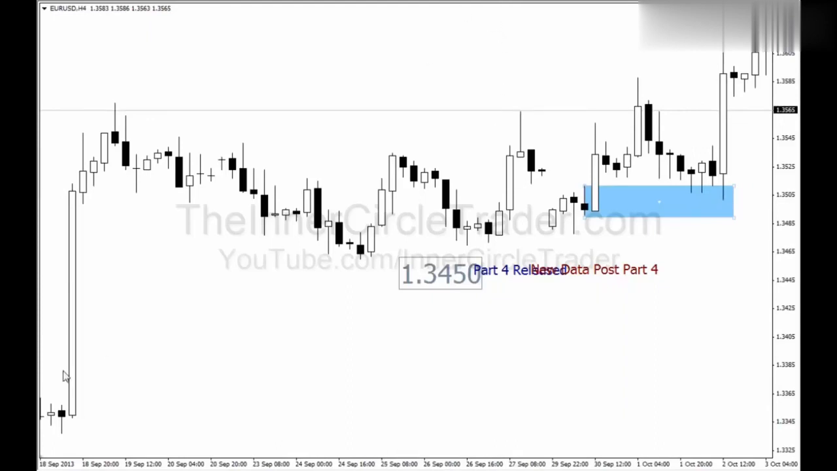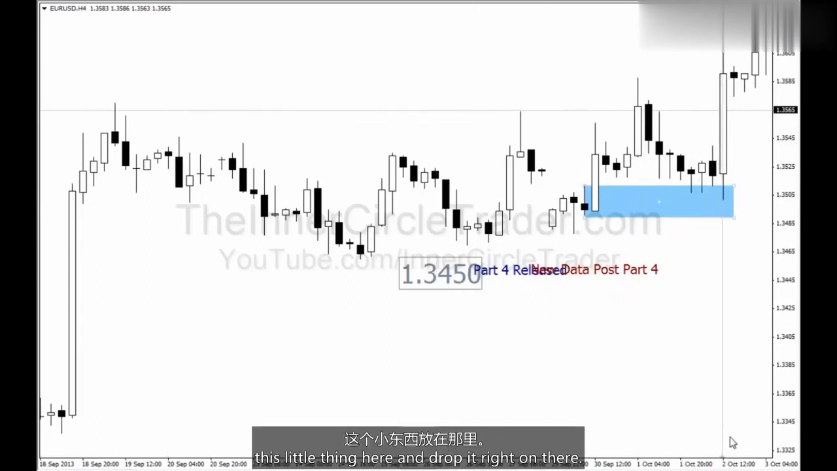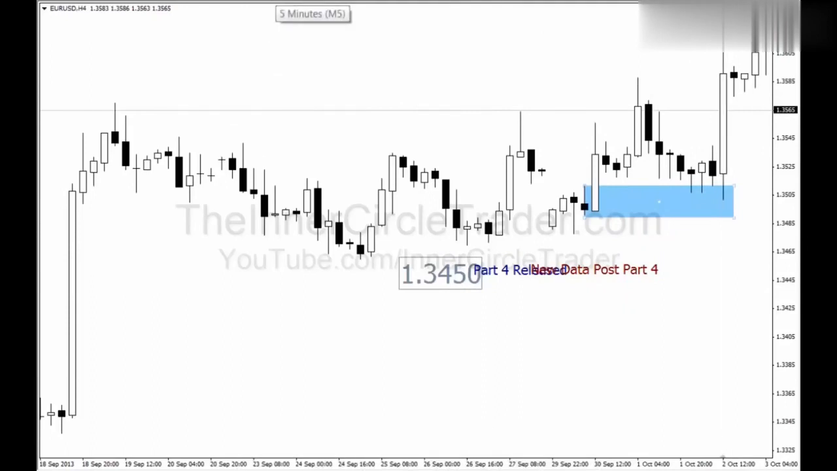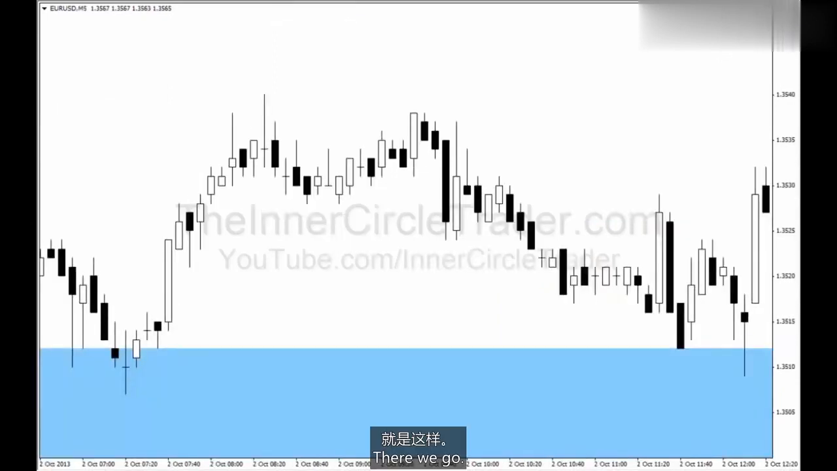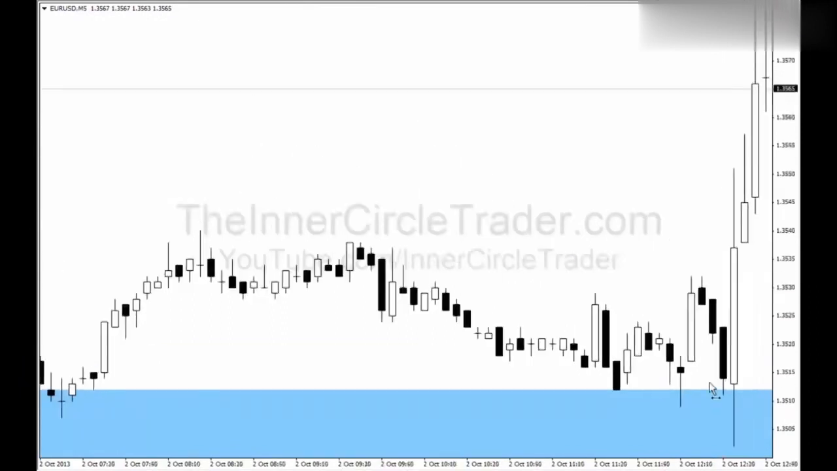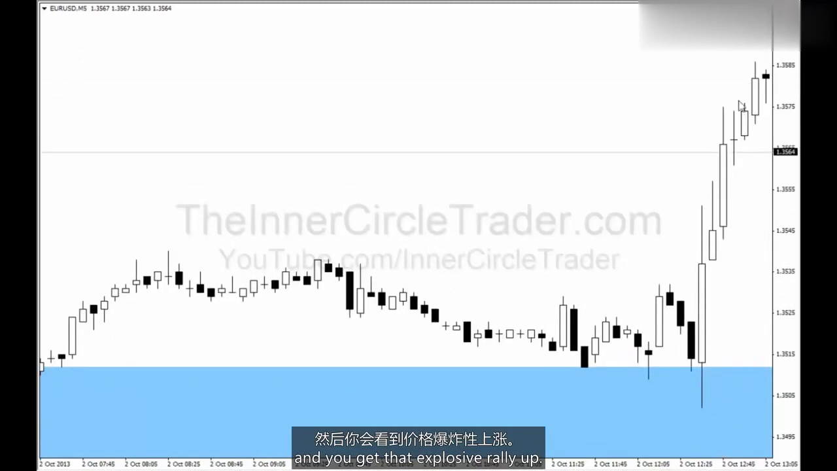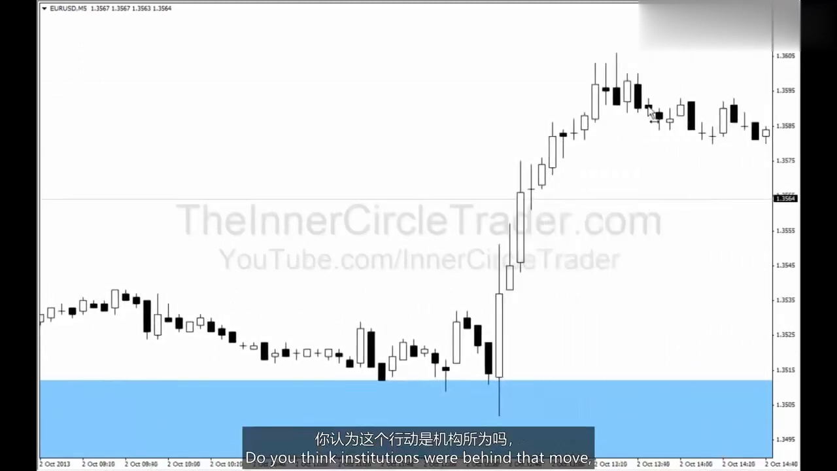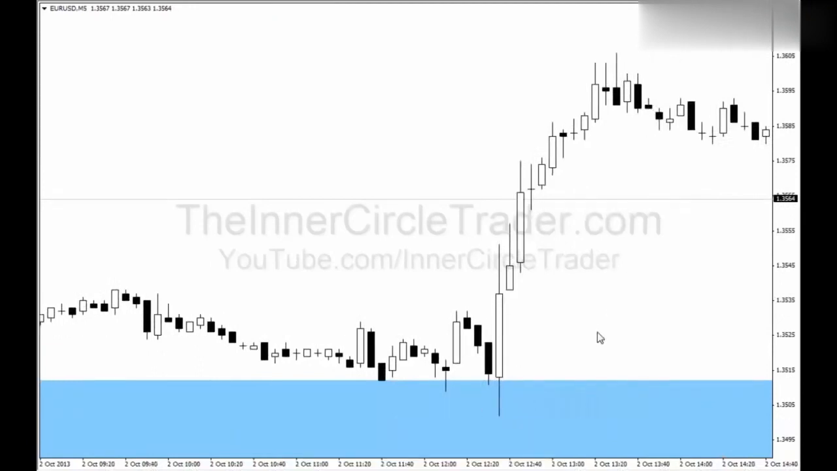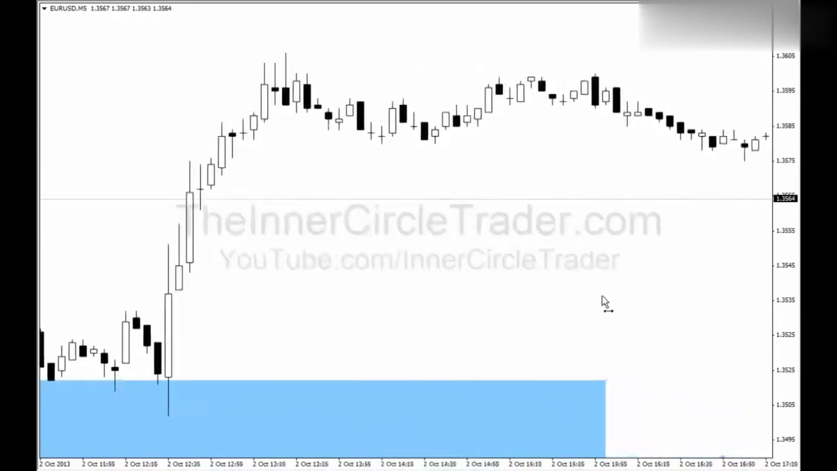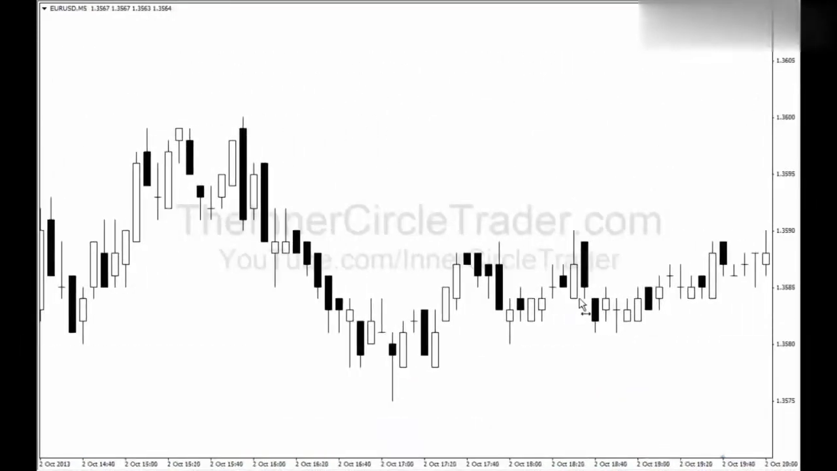And we're going to just take this little thing here and drop it right on there. And when we go down to a 5-minute chart, it should drop us into the New York session. Voila, there we go. So price drops down into it here, right there, and you get that explosive rally up. Do you think institutions were behind that move? Or do you think it was Joe Public? Clearly, institutions. Okay, and then obviously you can see how price rolled on higher.